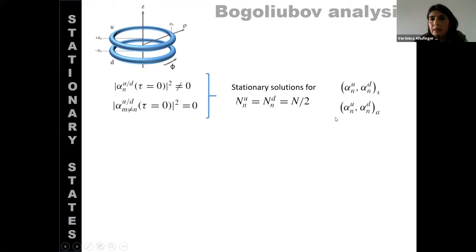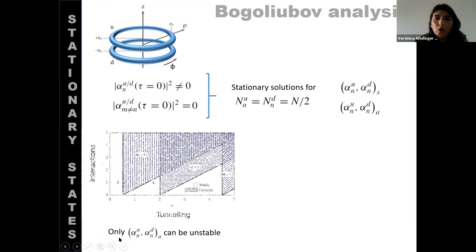Lesanovsky and von Klitzing also did the Bogoliubov analysis by introducing a small perturbation in an arbitrary higher order mode into these solutions, and what they obtained was that only the anti-symmetric state can be unstable. Here we plot the stability diagram as a function of the interactions and the tunneling. The patterned regions correspond to the regions of instability, and the white regions correspond to the regions in which the anti-symmetric solution is stable. The M indicates the difference of the orbital angular momentum of the perturbation with respect to the stationary mode that we are considering.